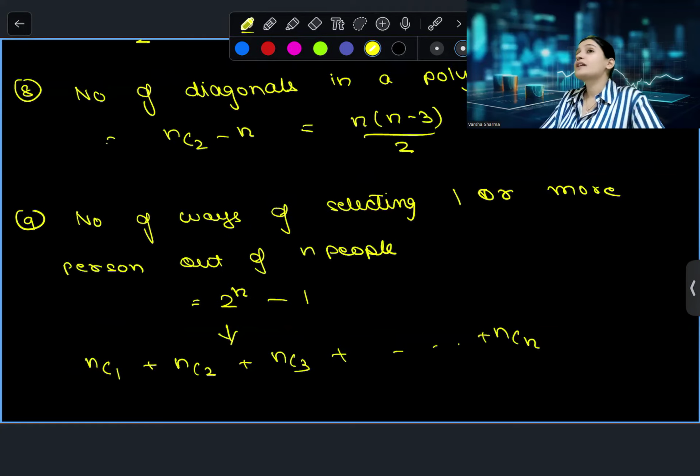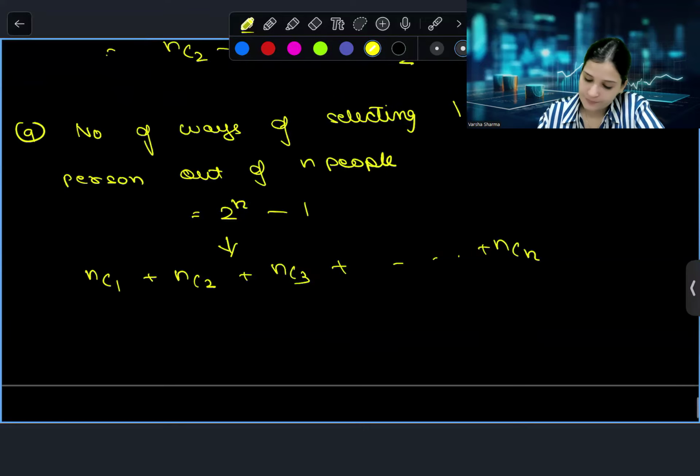It's the same. Suppose I say that I have 10 friends and I want to invite them to a party. I can invite 0, I can invite 1, I can invite 2, I can invite 3. So every friend has two options: either they will be invited or they won't be invited. So total 2 power 10. But if I say I have to invite at least one person, I'll subtract the case when I haven't invited anyone. So minus 1. Clear?